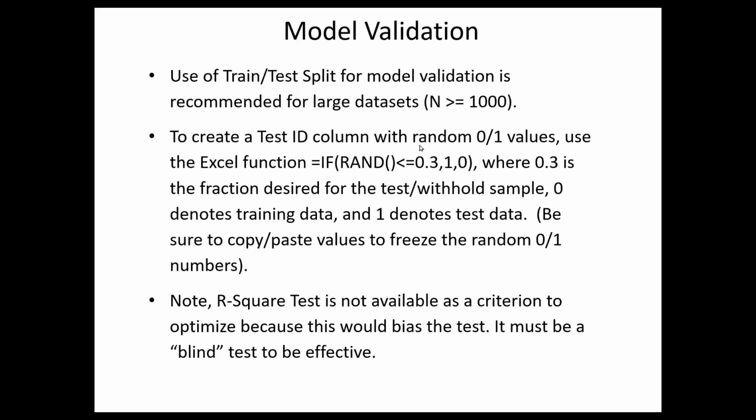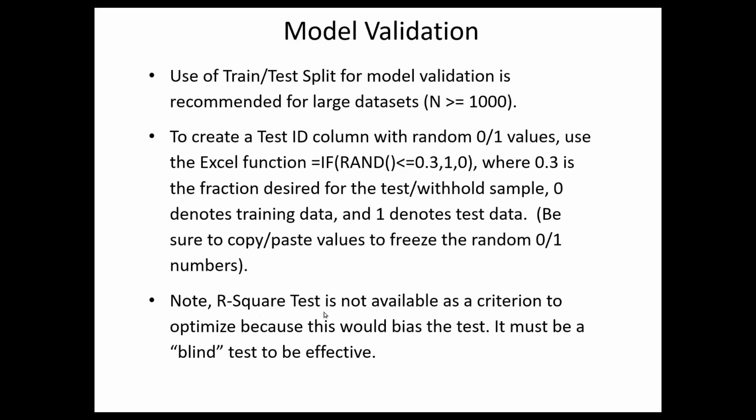And then you can create a test ID column manually using the Excel rand function. And this just shows you how to do it. We're not going to do this in this webinar, but I'm just mentioning if you need a random column of 0, 1 values where zeros denote the training data, so 70% would be zeros and 30% approximately would be ones. So that formula can be used.